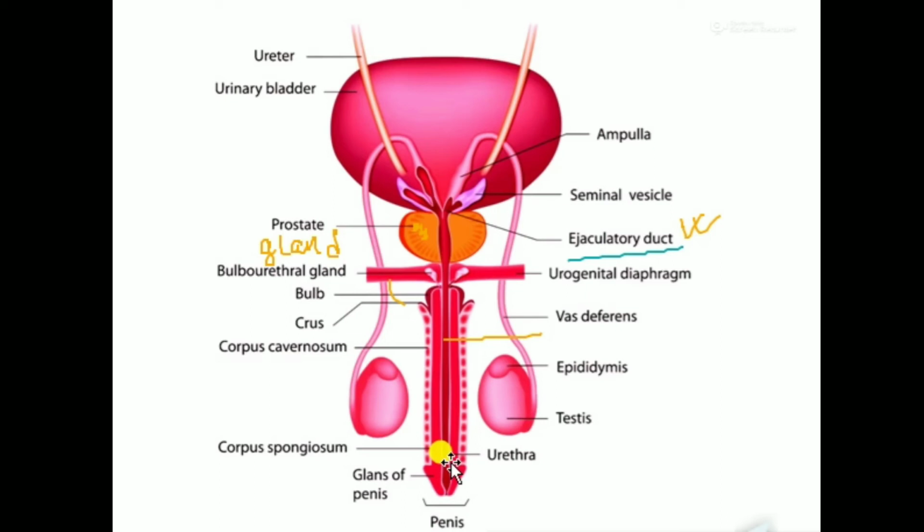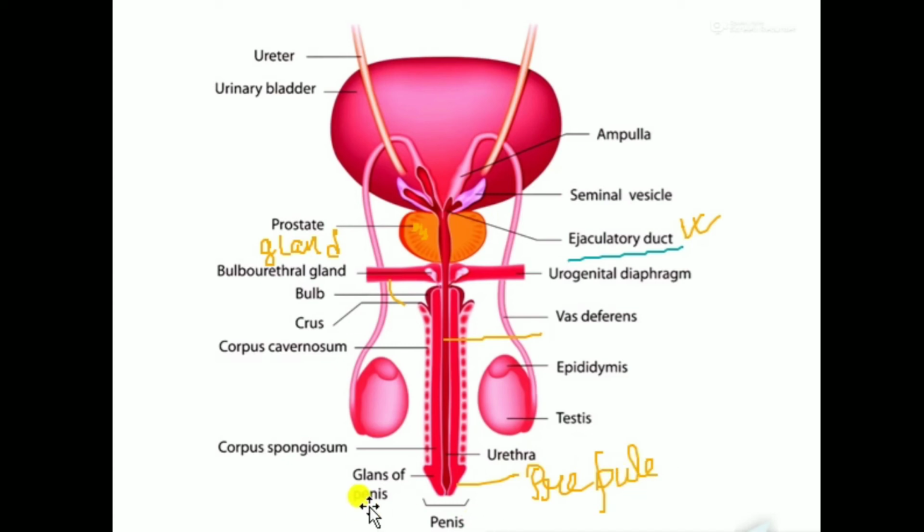Penis shows some swelling at the end. As we know, penis is the external genitalia. In my previous video, I have already discussed about penis. Penis shows some swelling at the end, and the tip has some loose skin folds, which is known as foreskin or prepuce.